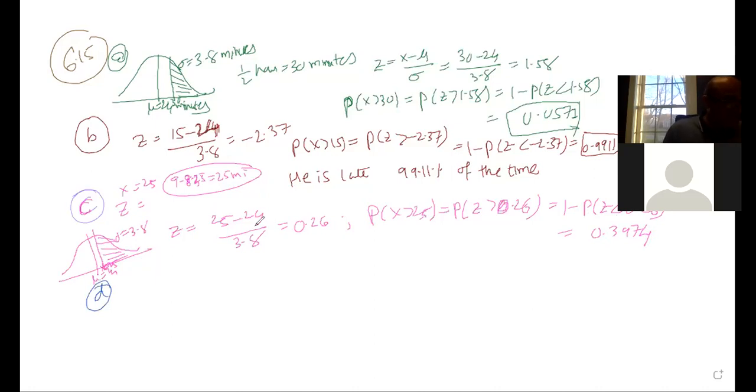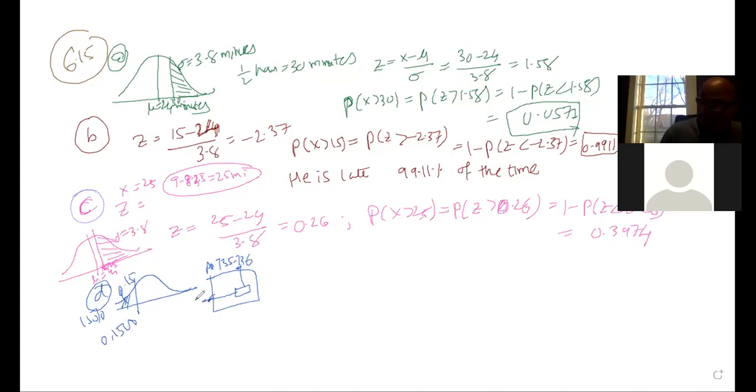Part D says: find the length of time above which we find the slowest 15% of the trips. Try to understand this thing, guys. Slowest 15% of the trip, right? So first of all, that is 15%. That means in your table, page number 735, 736, just find 0.1500 somewhere over here, and match the corresponding values to get our Z value.